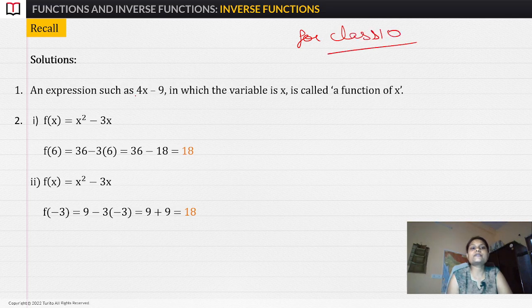It should be like an expression such as 4x minus 9 in which the variable is x. Here you can see the variable is x. This whole thing is called a function, not only this x. X is the variable, and this complete expression is called a function. This expression is called the function of x.